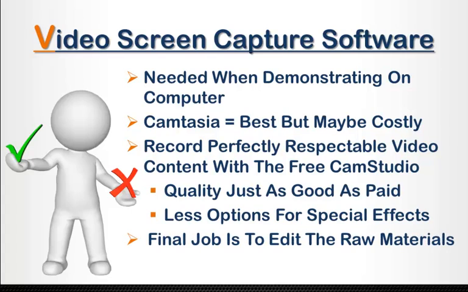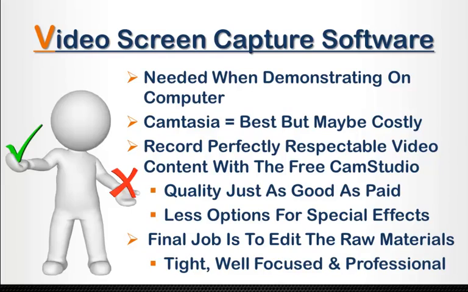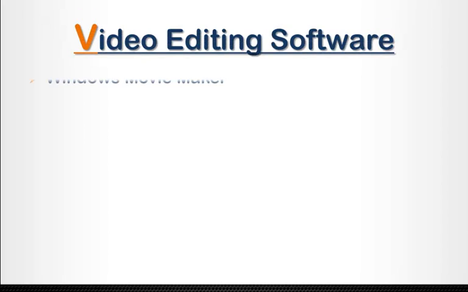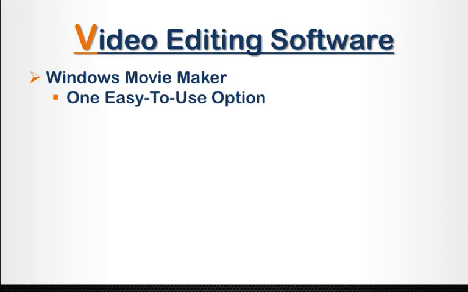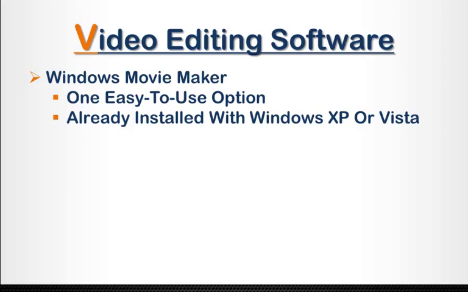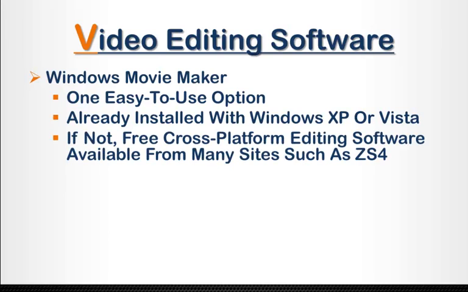Whichever way you are making your videos, the final job is to edit the raw materials into a tight, well-focused, and above all, professional instructional video or video series. To do this, you need video editing software, with Windows Movie Maker being one easy-to-use option that you will already have installed on your computer if you are using Windows XP or Vista. If not, there is free cross-platform editing software available from many sites such as ZS4.